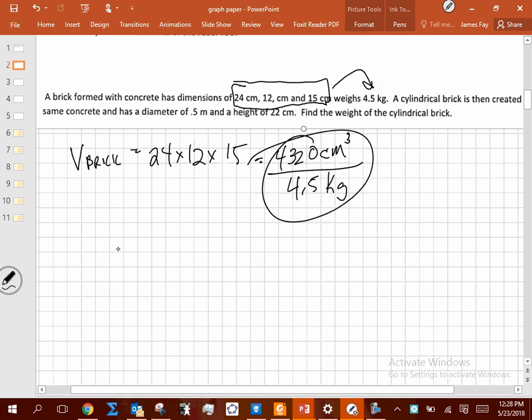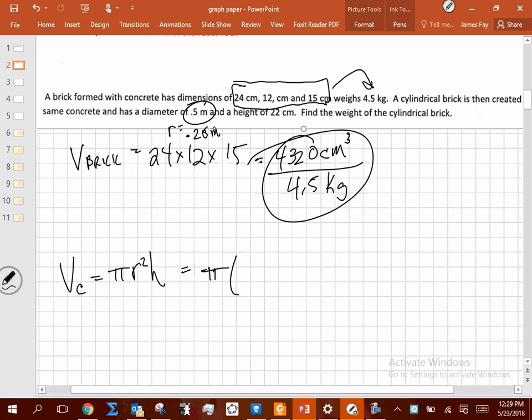On the second part, similar to the last question, but instead of making a second brick that is a prism, we're making a second brick that is a cylinder. So the volume of a cylinder is pi r squared h. It has a diameter of 0.5 meters. So the radius would be what? 0.25 meters. Now here I'm just going to do some foreshadowing.